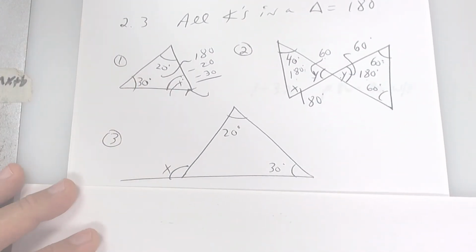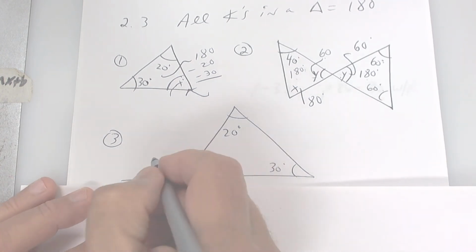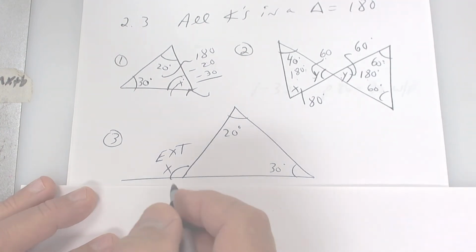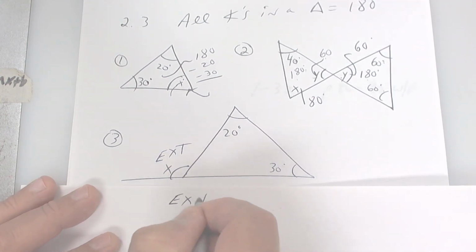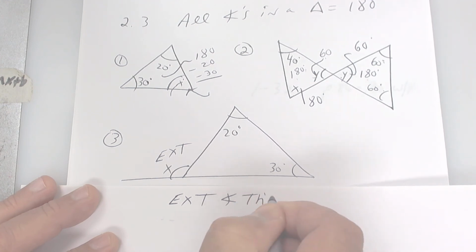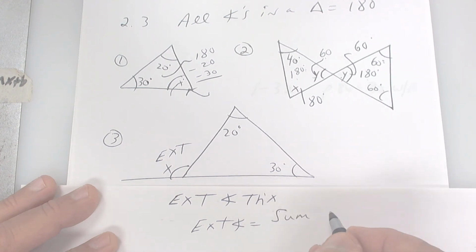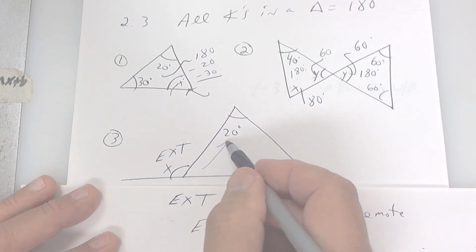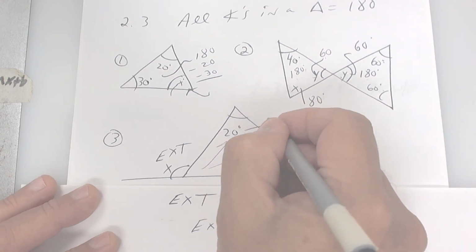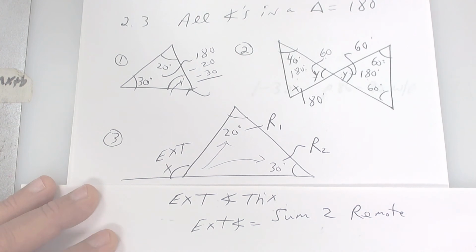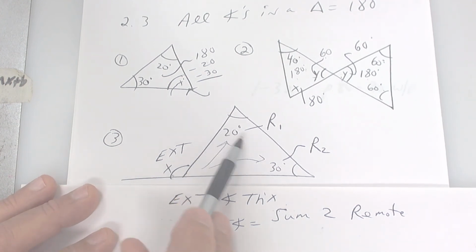There's something called the exterior angle theorem. Okay, this is called an exterior angle because it's on the outside. All right, so the exterior angle theorem, write this down. Exterior angle theorem says that the exterior angle is equal to the sum of the two remotes. These angles right here are way away, so they're called remotes. So that's a remote, and that's a remote. Okay, remote, remote. So this angle is equal to the sum of these two.